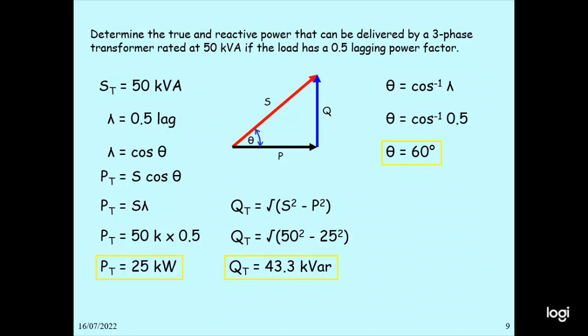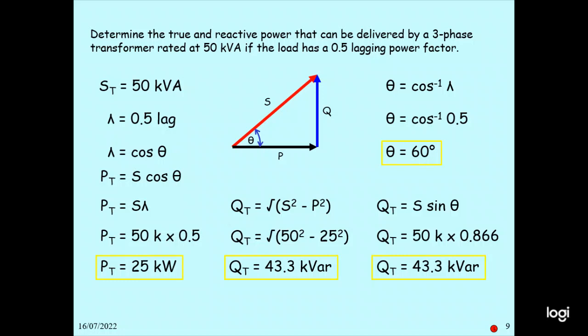In this case, theta equal to cos inverse lambda. So cos inverse 0.5, you get 60 degrees. Then Q equal to S sin theta, so 50 multiplied by 0.866, you get 43.3 kVAR.